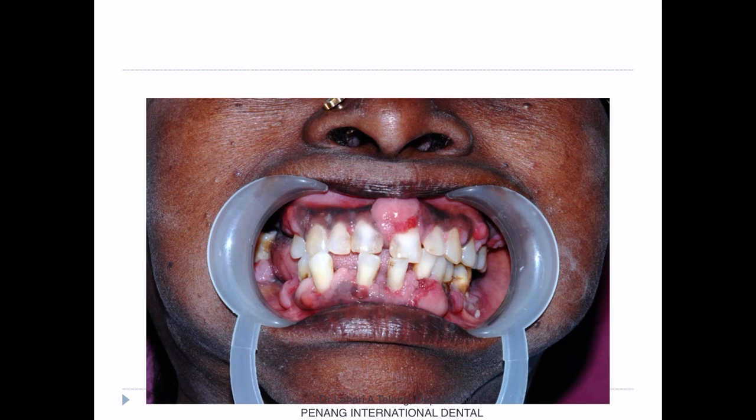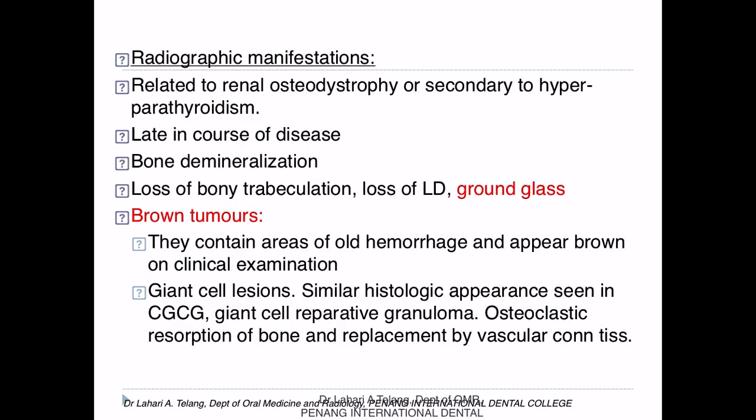So the radiographic manifestations are generally related to renal osteodystrophy, or they are secondary to hyperparathyroidism, which generally happens late in the course of the disease. There is bone demineralization, loss of bony trabeculae, loss of lamina dura, ground glass appearance of the bone. All of this is very similar to a brown tumor which you see in hyperparathyroidism, containing areas of old hemorrhage which appear brown on clinical examination. And you could have giant cell lesions in the bone which are similar in histological appearance to central giant cell granuloma, giant cell reparative granuloma, and osteoclastic resorption of bone and replacement by vascular connective tissue.